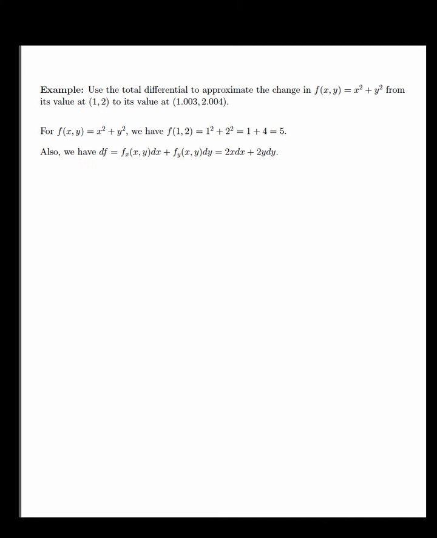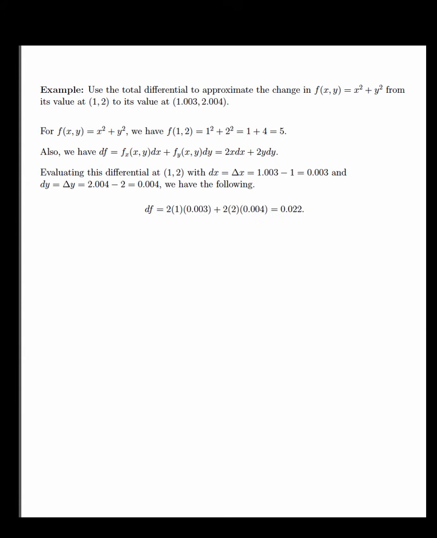Also, we have that the total differential df is the partial of f with respect to x times dx plus the partial of f with respect to y times dy, which in this case is 2x times dx plus 2y times dy. Evaluating this differential at 1, 2, with dx equaling the change in x, which in this case is 1.003 minus 1, or 0.003, and where dy is the change in y, which in this case is 2.004 minus 2, which is equal to 0.004, we have the following.